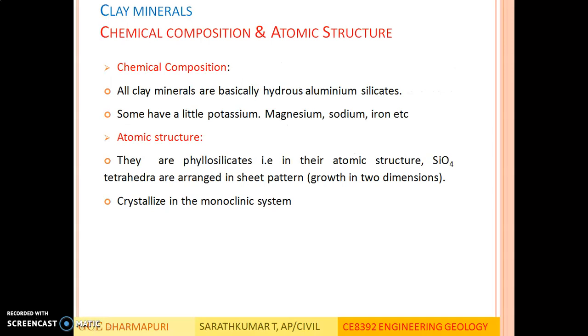Chemical composition and atomic structure of clay minerals. All clay minerals are basically hydrous aluminum silicates. Some have a little potassium, magnesium, sodium, iron, etc. Atomic structure: they are phyllosilicates. That is, in their atomic structure, SiO4 tetrahedra are arranged in a sheet pattern, that is, growth in 2 dimensions. They crystallize in the monoclinic system.